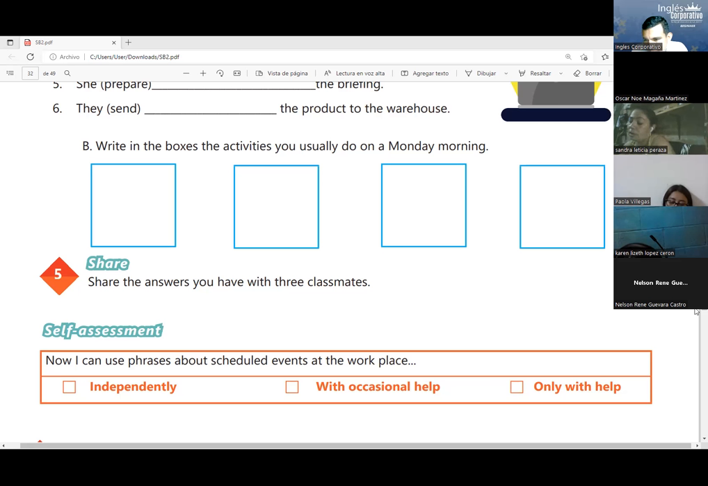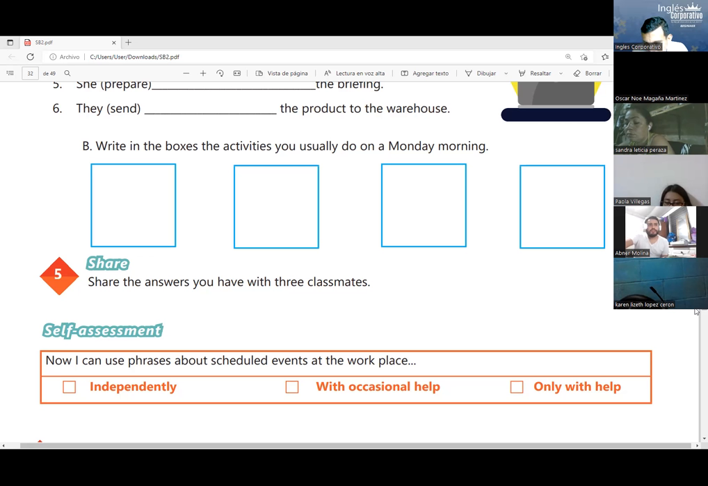Ah, esa es una. La otra, I usually go to my boss on Monday morning. Excellent. Good. Muy bien. Okay. Está muy bien. ¿Hay otro voluntario que quiera compartir con nosotros las actividades que usualmente hace los lunes por la mañana? Yes. Go ahead. Hi, teacher. Thank you, Mr. Okay.